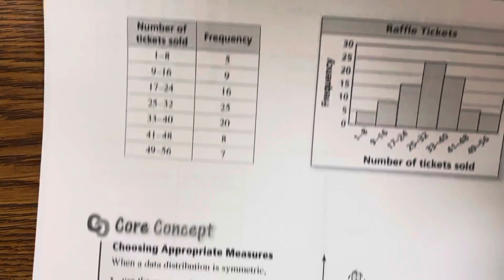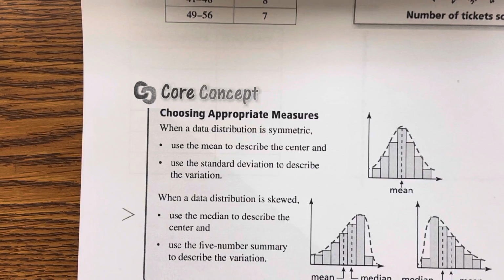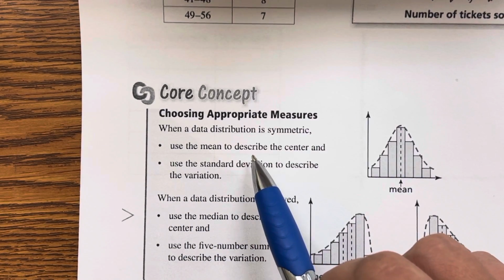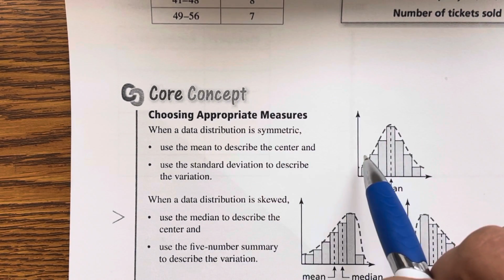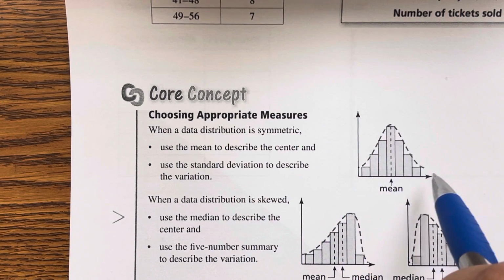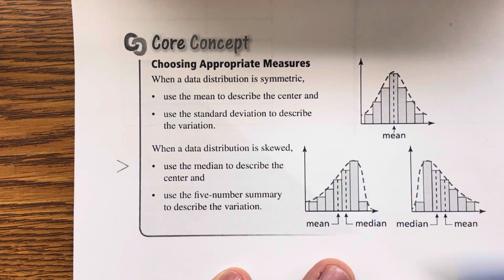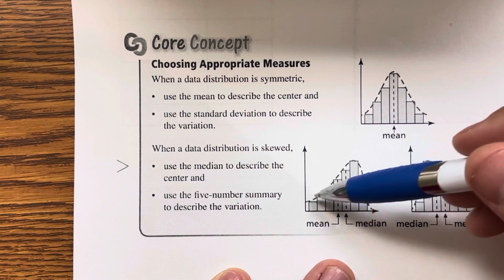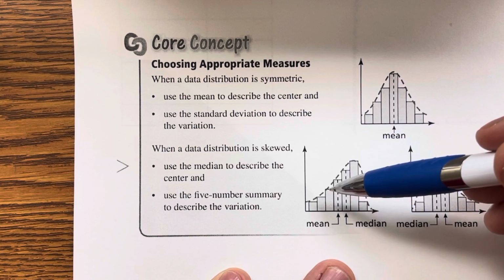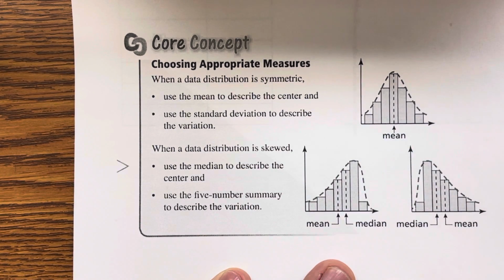So as we take a look, when a data distribution is symmetric, we can use the mean to describe the center, the average. That's that symmetrical bell-type curve. It goes up in the middle, then back down. When a data distribution is skewed, we typically will use the median in order to describe the center. So this one's skewed off to the left. There's fewer items to the left. So the mean is here. Median's a bit more towards the middle of the data.